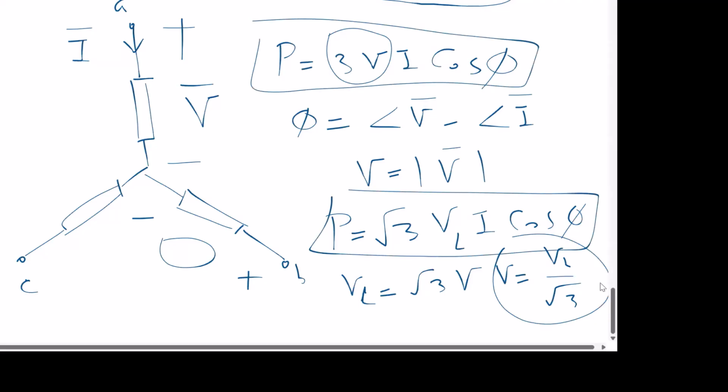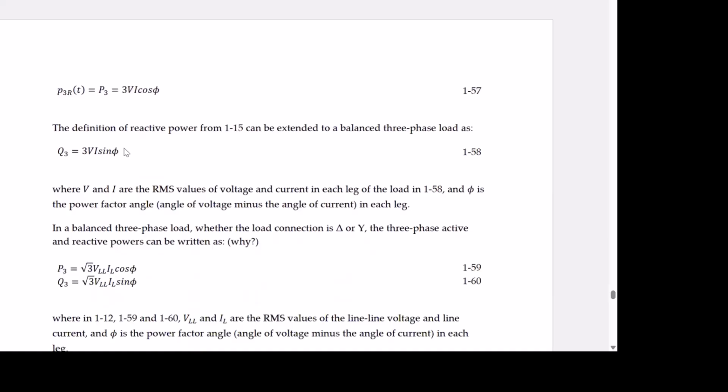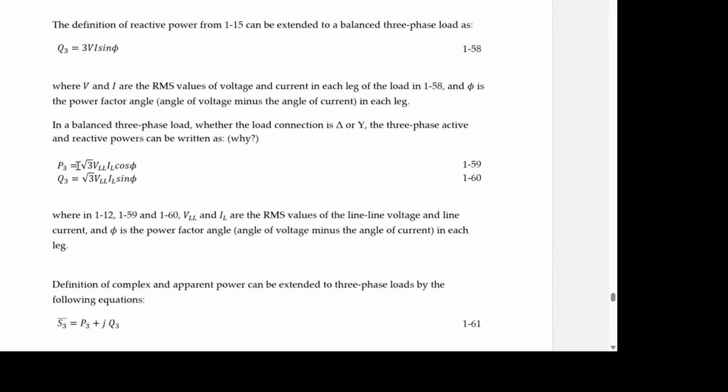When we're talking about this phi, and we're using this formulation, this phi is not the angle between the VL phasor and the I phasor. It's the angle between the V phasor and the I phasor. And the same thing goes for reactive power, where instead of cosine, we use the sine. So P3 phase would be square root of 3 times VLL IL cosine of phi. Q3 would be square root of 3 times VLL IL sine of phi.